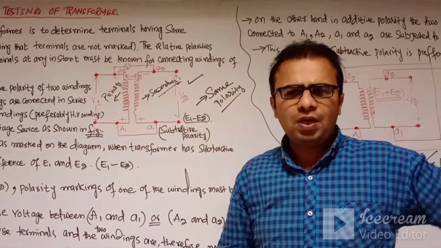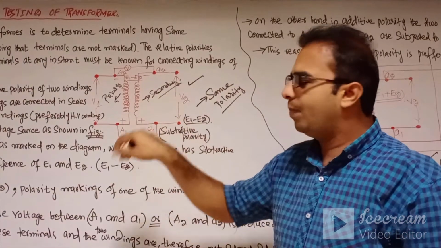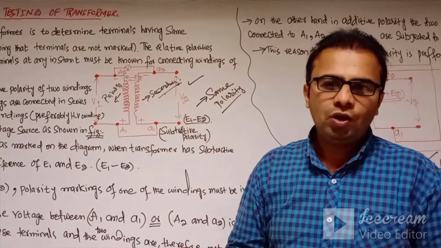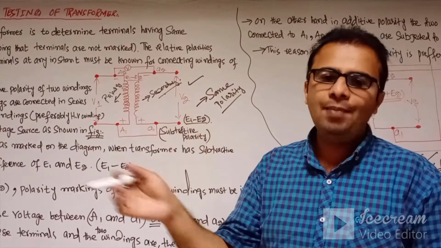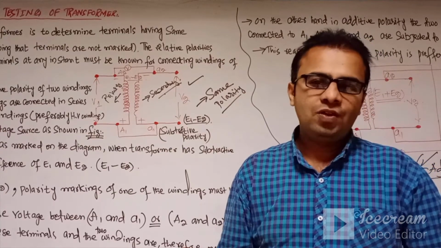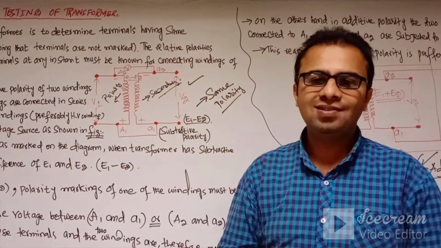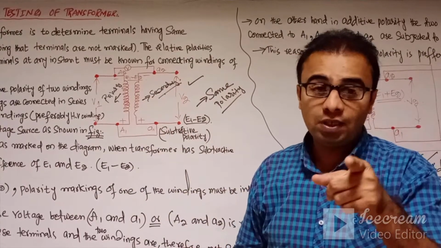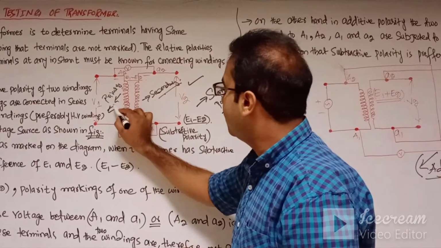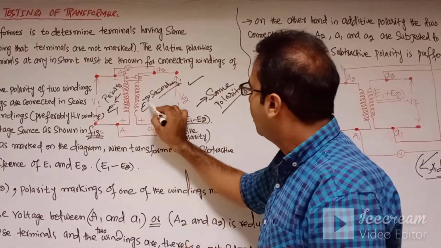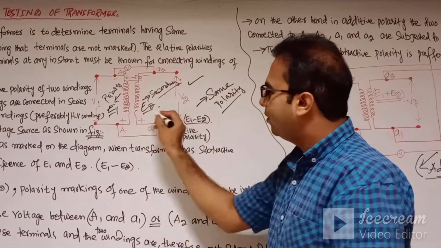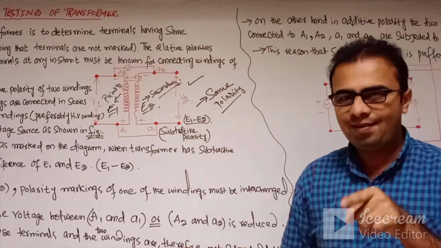You already know that in transformer operation, the primary winding is energized from the AC supply. Then current flows and an MMF is set up in the primary winding of the transformer, which creates magnetic flux in the core, and that magnetic flux links both windings. Due to the linkage of the flux in both windings, E1 is produced in the primary winding and E2 is produced in the secondary winding. So this diagram shows the subtractive polarity, or the same polarity.